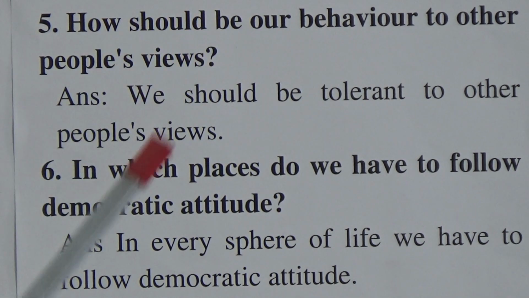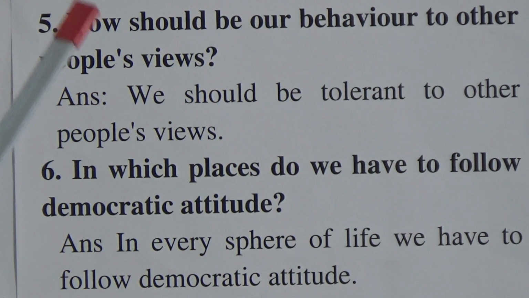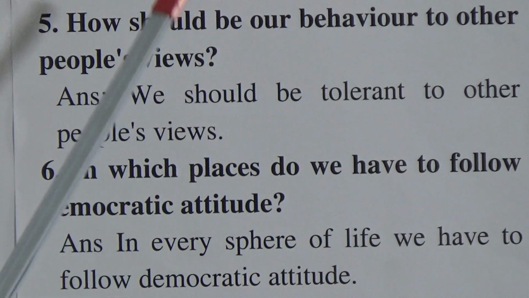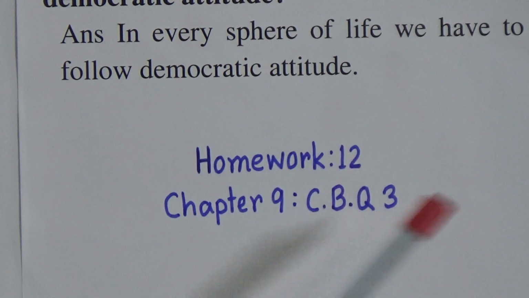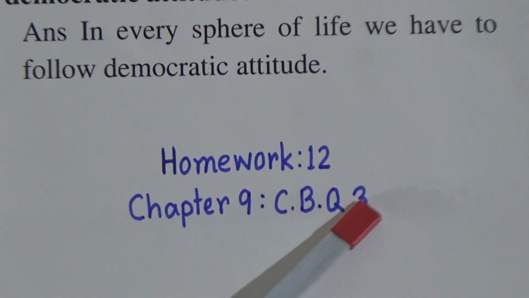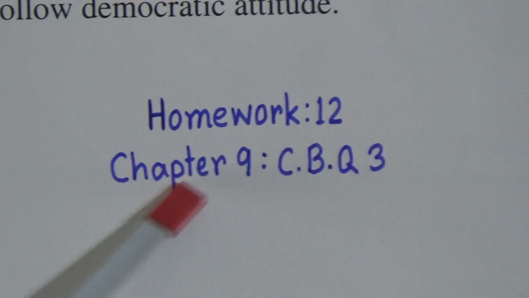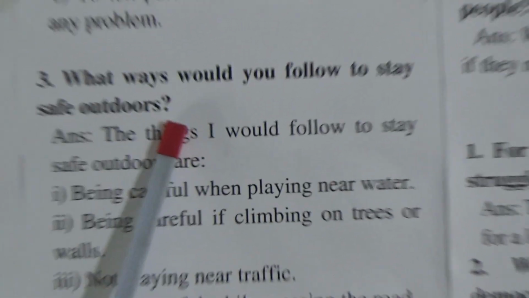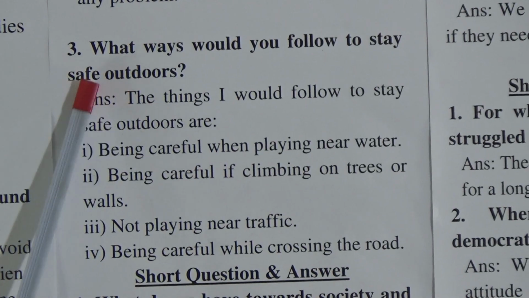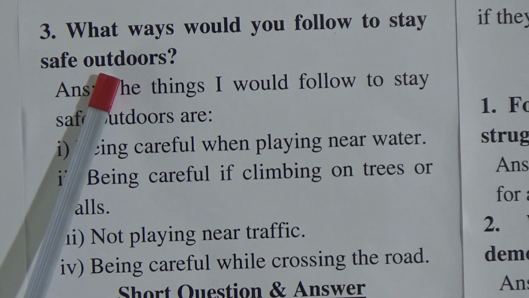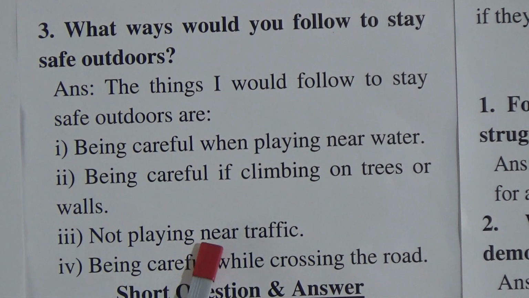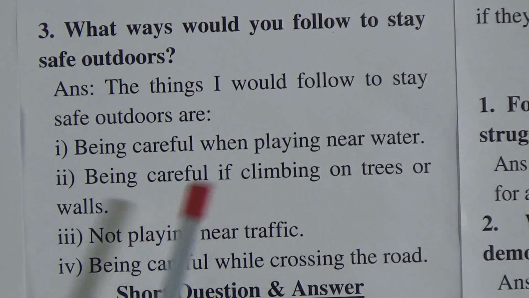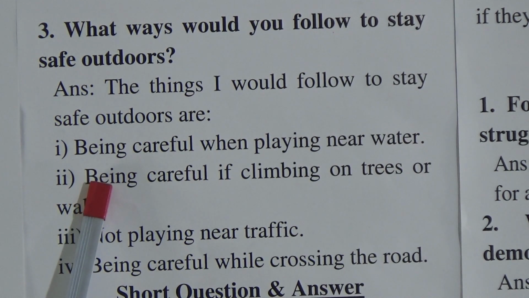So dear students, today we have discussed a few short question answers from chapter 9 and 10 and a competency based question answer from chapter 9. And my dear students, there is a homework number 12 and you will do CBQ number 3, competency based question number 3 from chapter 9. That means what ways should you follow to stay safe outdoors? I repeat, number 3 competency based question answer will be your homework, and the question is what ways should you follow to stay safe outdoors? So there are 4 points. You can follow this sample question answer or you can make the answer by yourself.